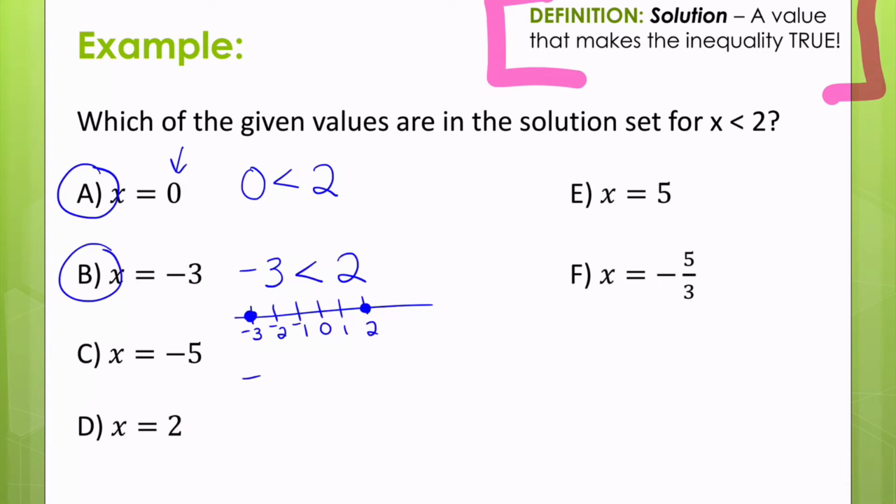How about -5? Same thing. -5 is less than 2. That is a true statement. True. So I know that that is also a value for the solution set.